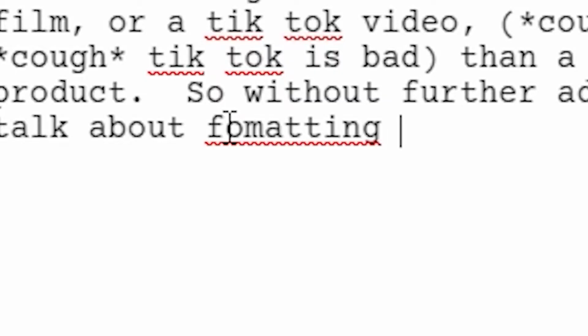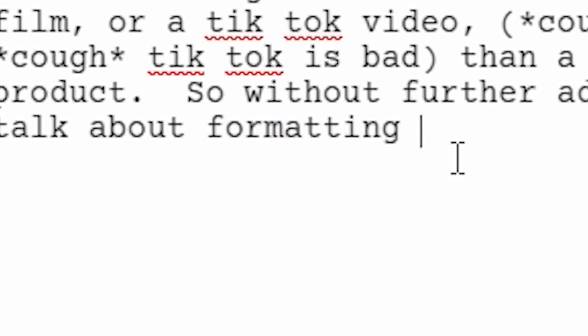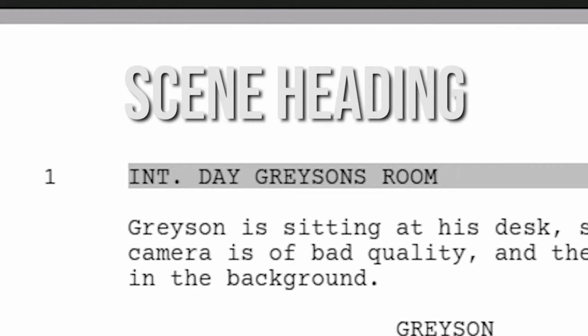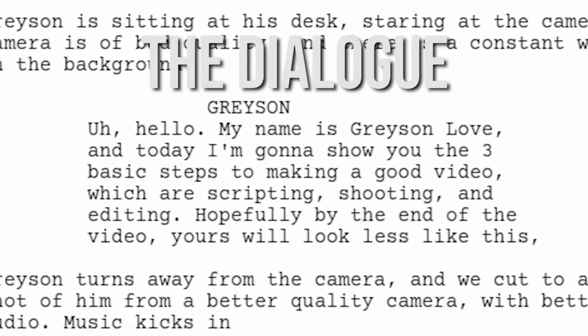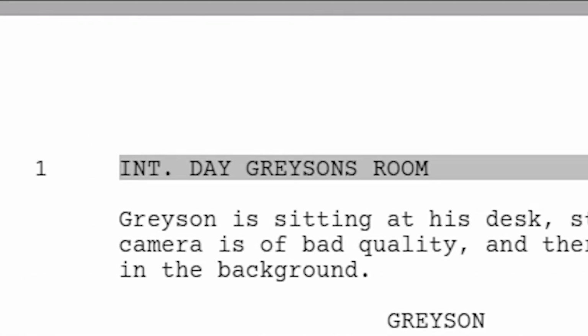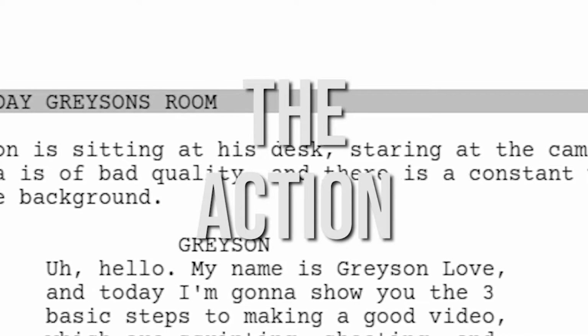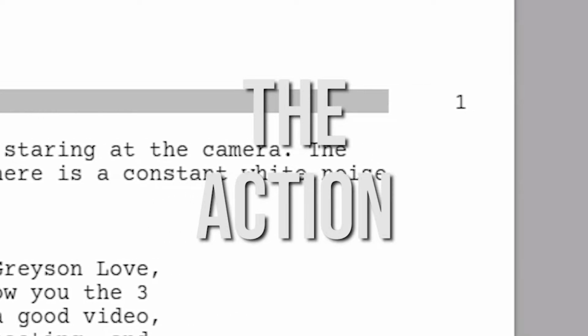So without further ado, let's talk about formatting. The basic format for a script consists of three different parts: the scene heading or slug line, the action, and the dialogue. The scene heading is where you describe the location and time of day of the scene. Interior and exterior are abbreviated as INT and EXT respectively. Time of day is listed as day or night, and the location is either given a title or given a small description.